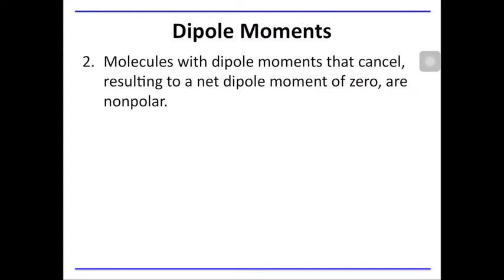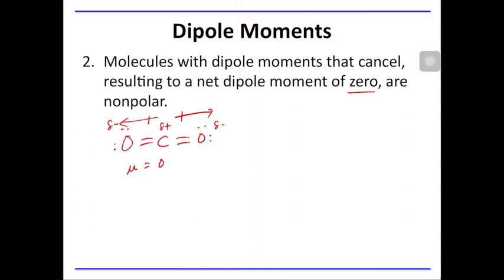The second rule is that molecules with dipole moments that cancel, resulting in a net dipole moment of zero, are nonpolar. Okay, let's have, for example, carbon dioxide. Oxygen is an electronegative atom compared to carbon, meaning it assumes a partial negative charge. The direction of the dipole moment is to the direction of high electron density. In this case, it's the oxygen. In the following figure, the directions of the dipole moments are opposite each other, which means that there is a cancellation of dipole moment, which results in a total dipole moment or net dipole moment of zero.